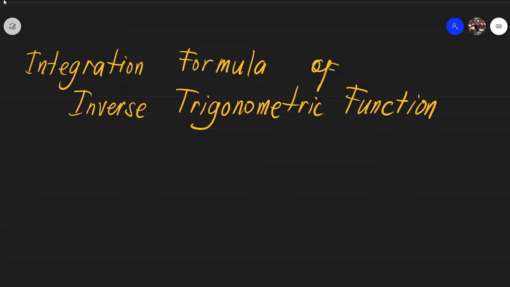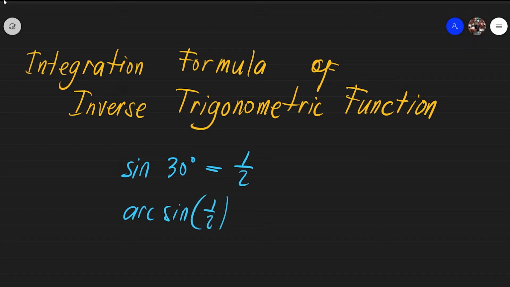Say for example, if we have the sine of 30 degrees, this is equal to 1/2. If we get the inverse, or we could say the arcsine of 1/2, the arcsine of that 1/2 is actually equal to 30 degrees. As you can see, if you get the inverse, the arcsine of this value, the answer is the argument of the trigonometric function.